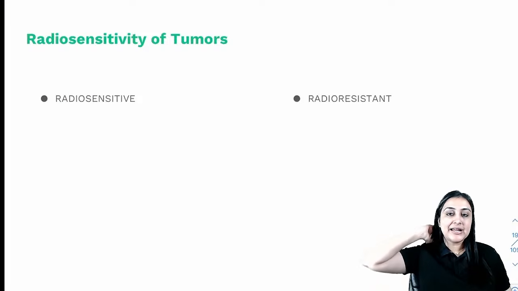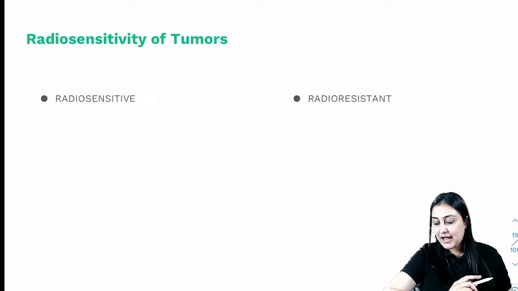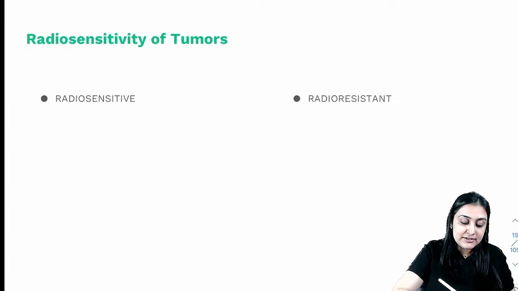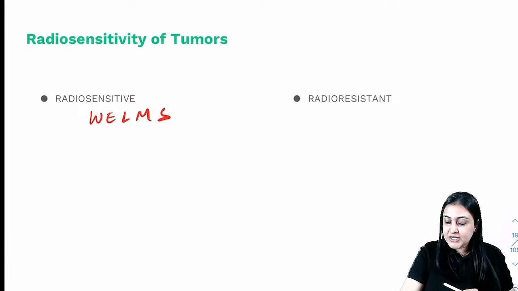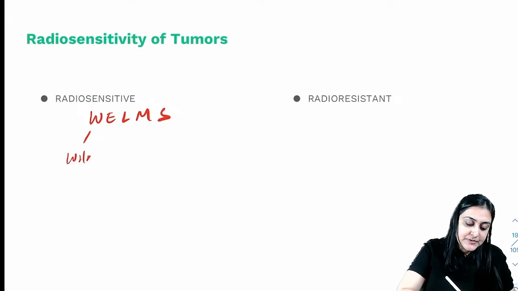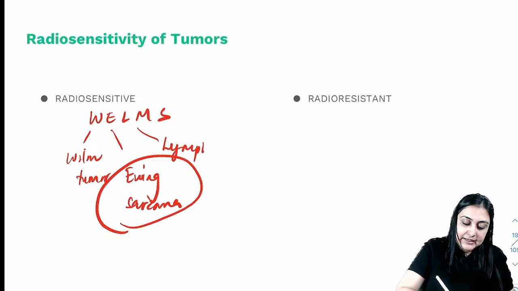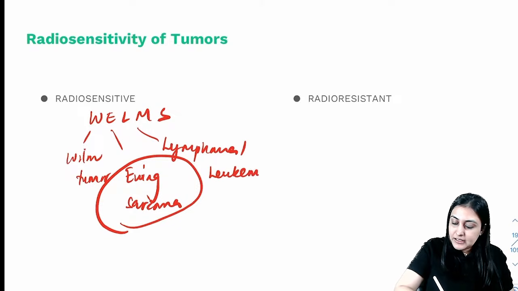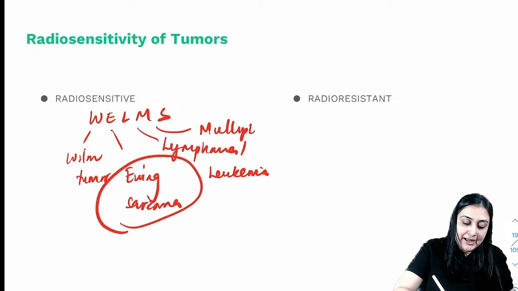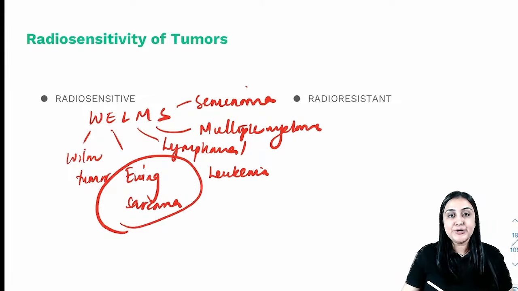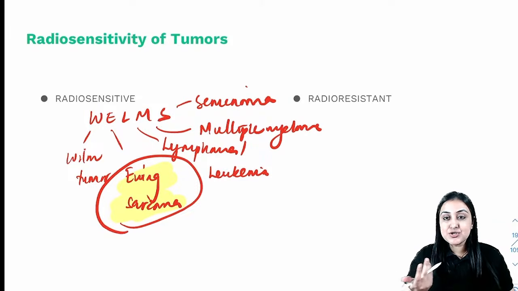Very quickly, one-liners on radio sensitivity of tumors. Two questions came in the last year's exams, one in FMG, one in INICET. So two mnemonics we want to learn for radio sensitive tumors. Remember the mnemonic WELMS. What does WELMS stand for? It's going to be Wilms tumor. E for Ewing sarcoma, which is a repeat question. So Ewing sarcoma, it's a repeat question. L, it's going to be lymphoma or leukemia. M for multiple myeloma, and S for seminoma. So all of these are your radio sensitive tumors. Most important repeat question, Ewing sarcoma, very radio sensitive. It melts on giving radiation.